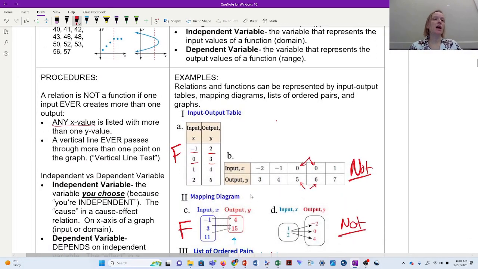So sometimes, depending on the layout, determining the domain and range is really easy. Here in an input-output table, the domain is all listed in one column, and the range is listed all in another column over here. Looking down here, the domain is listed in one row, and the range is listed in another row. Similarly with a mapping diagram, the domain is listed in one bubble, and the range is listed in another bubble.